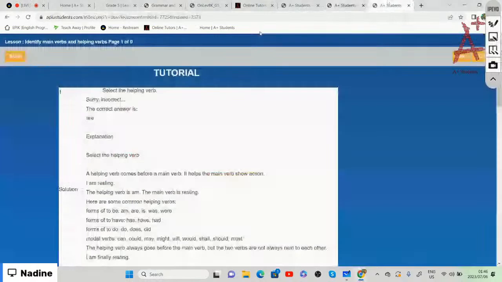So just to recap what our lesson was for today: we were doing the lesson on identifying main verbs and helping verbs. A helping verb comes before a main verb, and it helps the main verb to show action. The helping verb goes before the main verb, but the two verbs are not always next to each other.